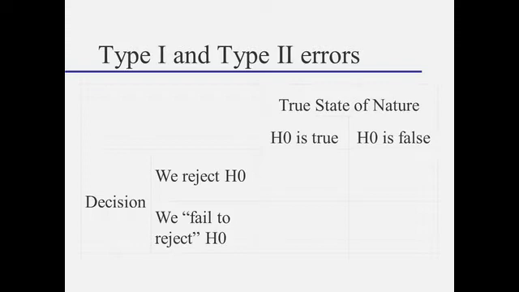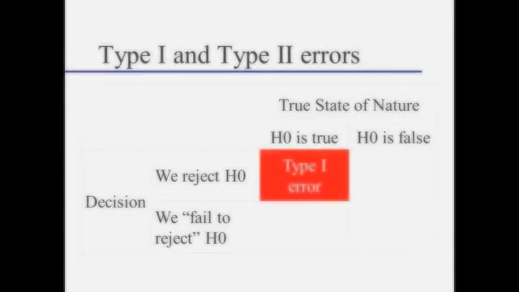This is a chart that shows us everything that can happen as an outcome from hypothesis testing. Across the top, we have the true state of nature. This is the truth that God knows. And sometimes he would be the only person that would actually know. So the null hypothesis is true or the null hypothesis is false. On the left-hand side, you see our decision. We either reject the null hypothesis or we fail to reject the null hypothesis.